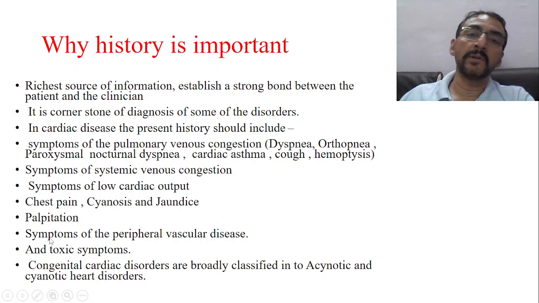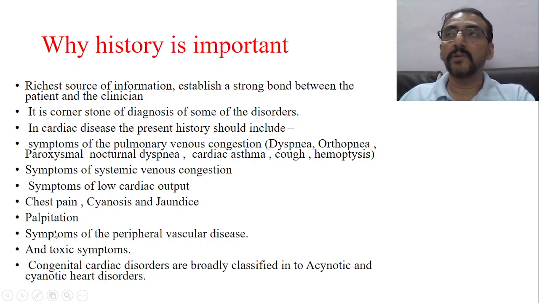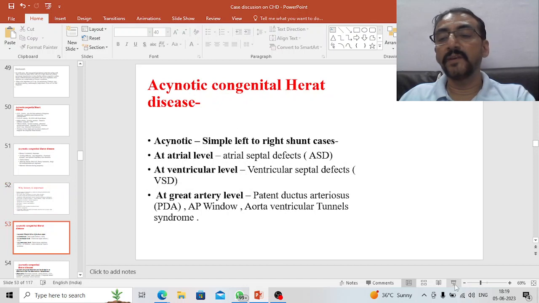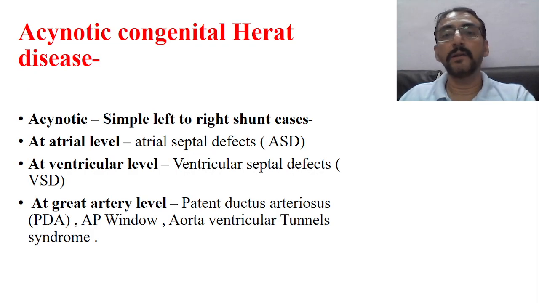Now with this background, we can say congenital heart disorders are divided into two basic groups. One is cyanotic and another one is acyanotic. First we will see what we mean by cyanotic congenital heart disease.